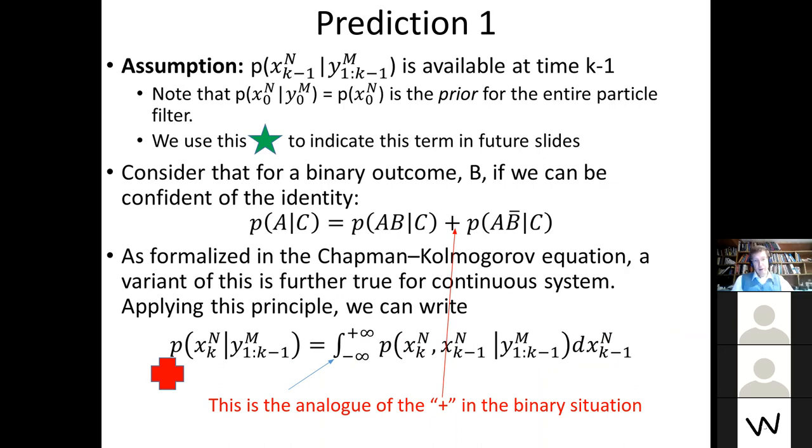So this is all based on Bayesian mathematics and probability theory. If you remember your probability, if you have a binary variable involved, and we consider the probability of A given C, this is the probability of A and B together given C, plus the probability of A and not B given C. B is dichotomous, it's true or false. It's got to be either this or this.